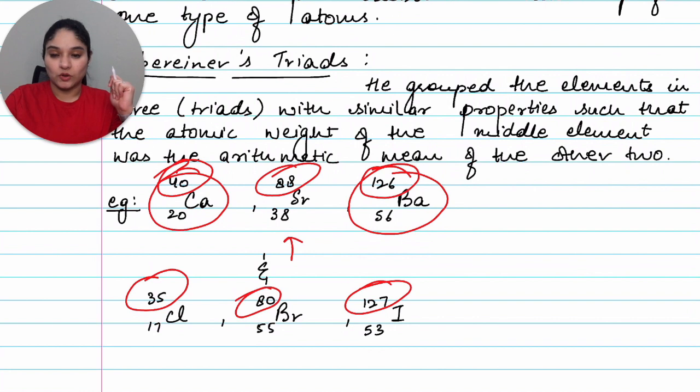What were the drawbacks of this particular one? He was only able to give us about two triads and not more than that.